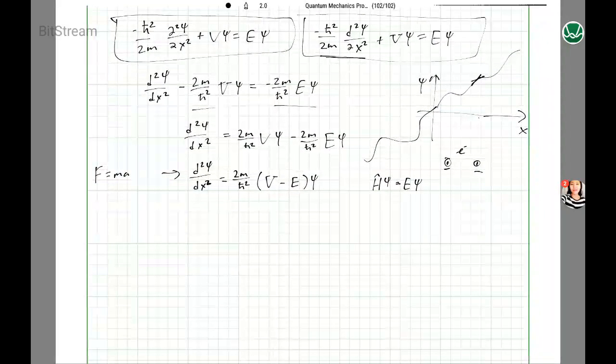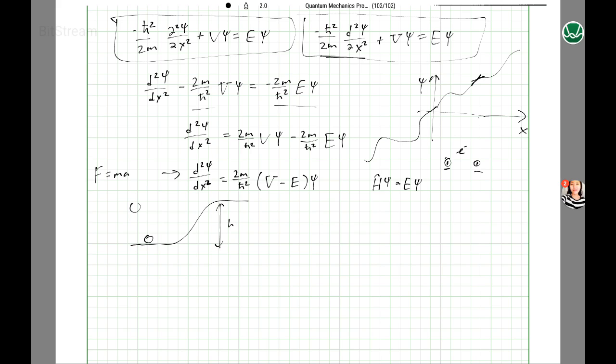Okay, so our classical analog is going to be, let's say we have a ball, and let's say we have a hill of height h. And I come up to the ball and I plan on kicking it because I'm having a bad day. So you kick the ball with some velocity v, and you want it to get up the hill h.